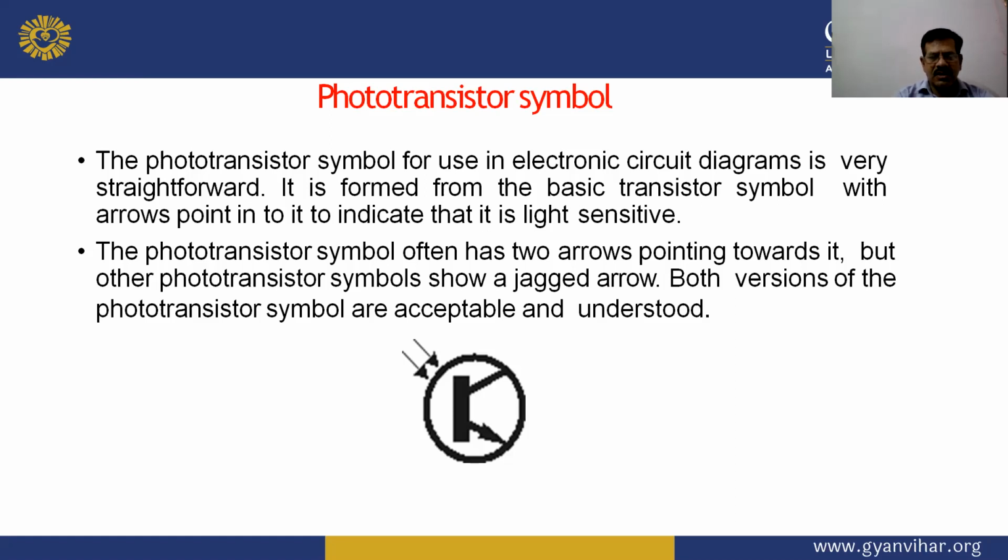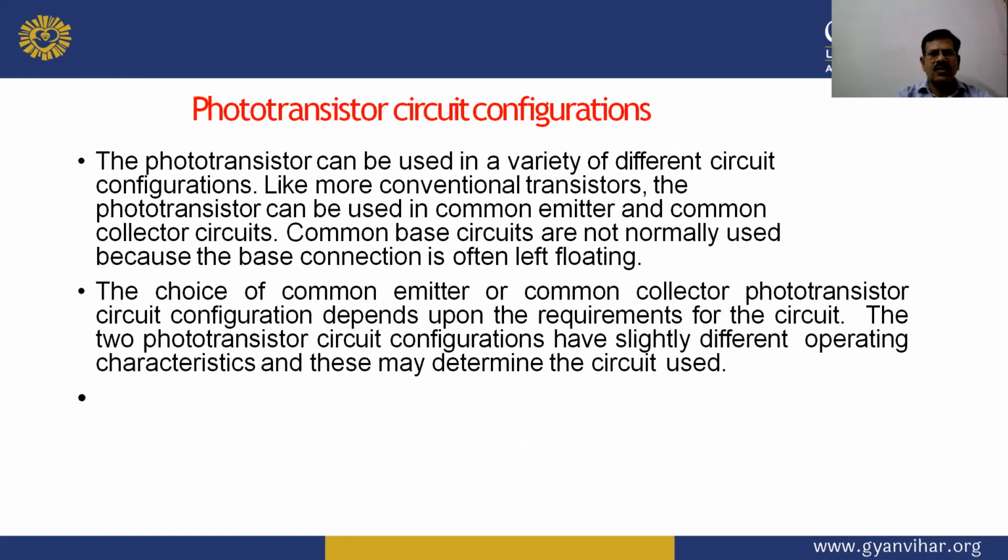Here is the phototransistor symbol. We can represent the phototransistor device by this symbol. The phototransistor symbol for use in electronic circuit diagrams is very straightforward. It is formed from the basic transistor symbol with arrows pointing in to indicate that it is light sensitive, and one arrow also indicates the flow of charge carriers, which is indicated in the emitter region. So the phototransistor symbol often has two arrows pointing toward it, and some other phototransistor symbols show a jagged arrow. Both versions of the phototransistor symbols are acceptable and understood. So this is the basic symbol of phototransistors.